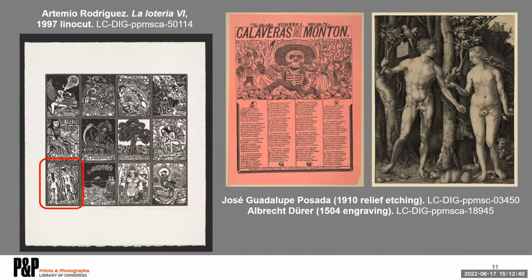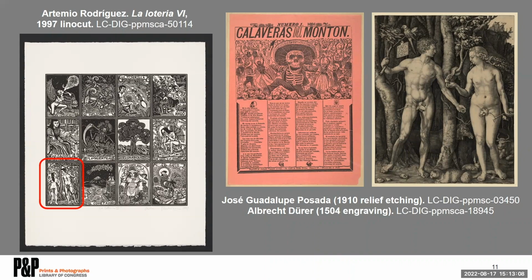I love that. Artemio Rodriguez is one of many contemporary artists who are influenced by renowned Mexican printmaker Jose Guadalupe Posada. And Artemio also draws inspiration from the strong keyline compositions in early European prints. And you can see both influences coming together in his lino cut on the far left from his Loteria series based on the popular game.